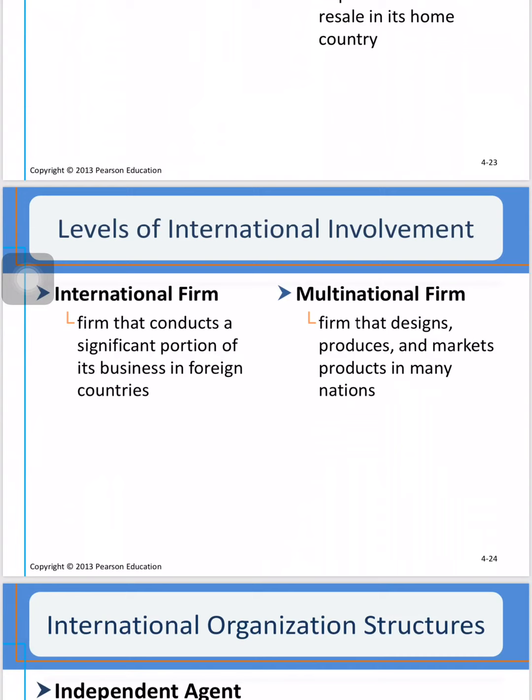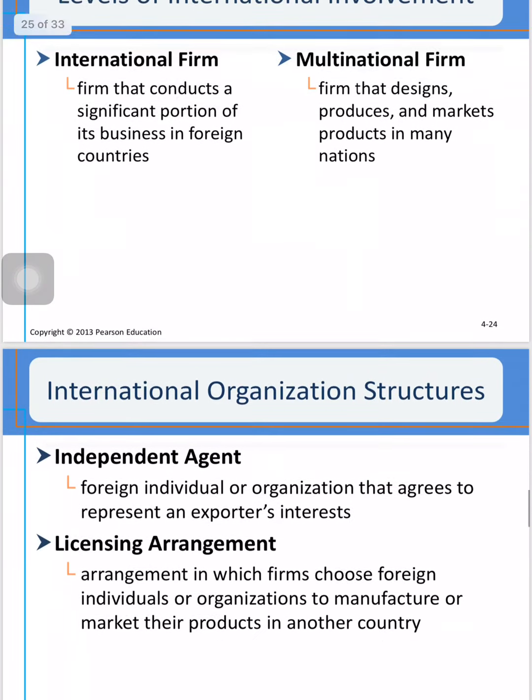For example, for the international firm just now, your textbook states Hershey, for instance, buys ingredients for its chocolates from several foreign suppliers, but mixes all of its product in the United States. Okay, that's called an international firm. Multinational is, for example, Nestle, IBM, Ford. They design, produce, and also market products in many nations. For example, Nestle has manufacturing in Malaysia. This is called a multinational firm.